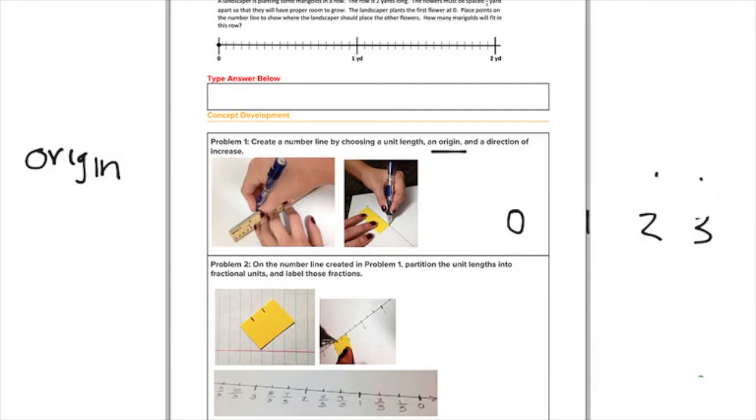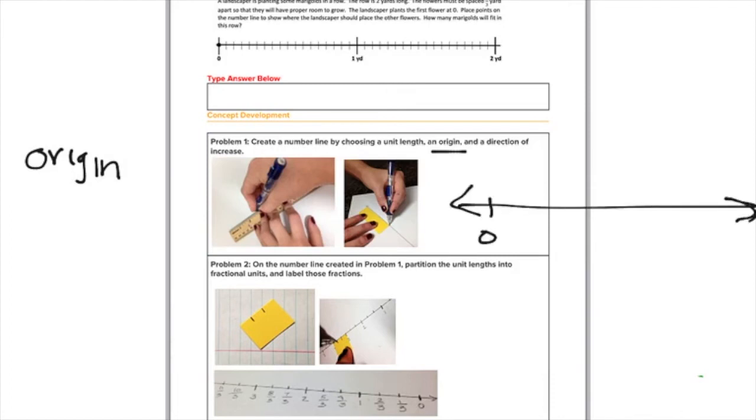I'm going to actually draw it a little bit neater here so that you all can see what I'm doing. So if we're drawing this, I'm going to stick with what I said. So I had said 0 here, I had said 3 here, so 1 would be there and 2 there. Okay, partition the unit length into fractional units.